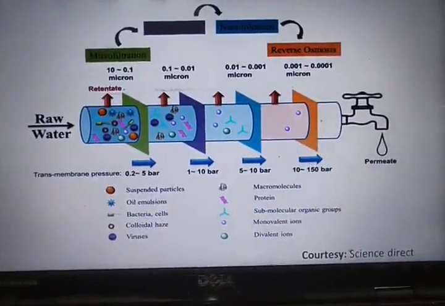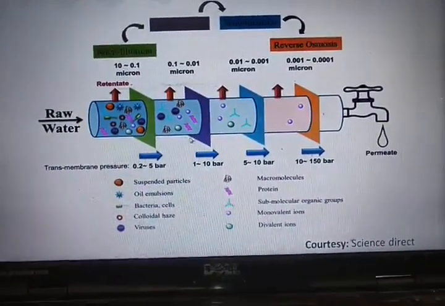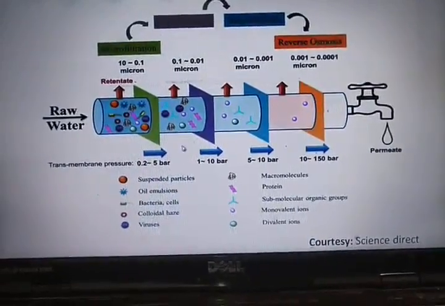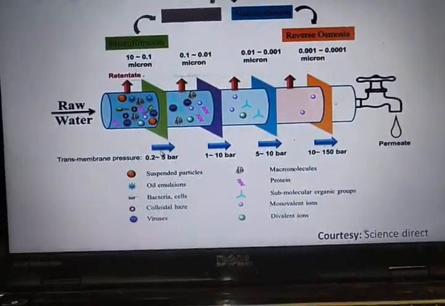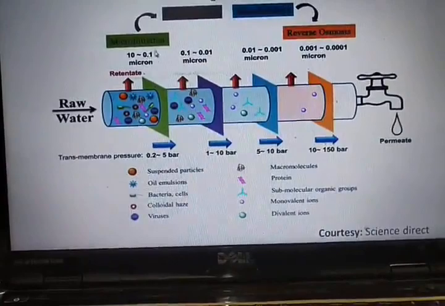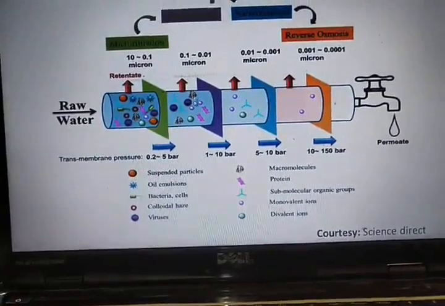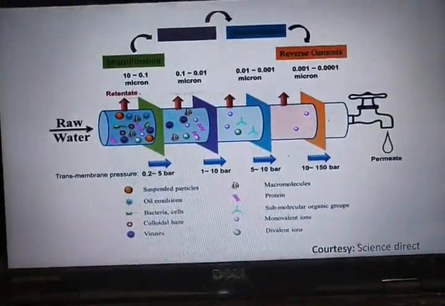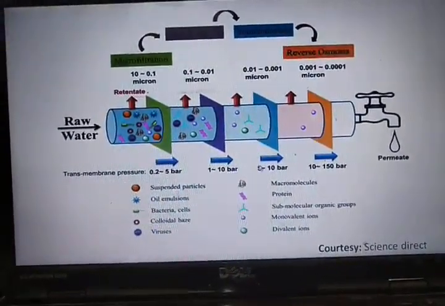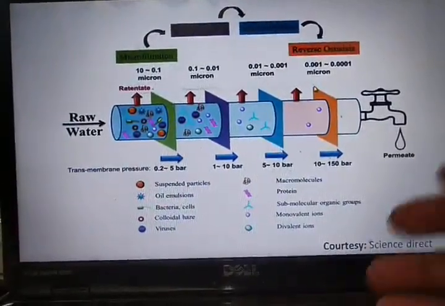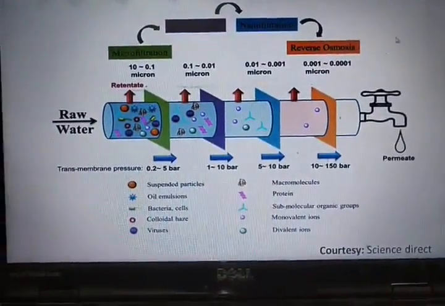Accordingly, this diagram illustrates the removal efficiencies like we have seen in the previous class, along with the pressure used for the different processes. The transmembrane pressure required for microfiltration will be in the order of 0.22 to 5 bar. For ultrafiltration the pressure required is 1 to 10 bar. For nanofiltration it is 5 to 10 bar. Similarly, reverse osmosis usually requires more pressure, 10 to 150 bar.